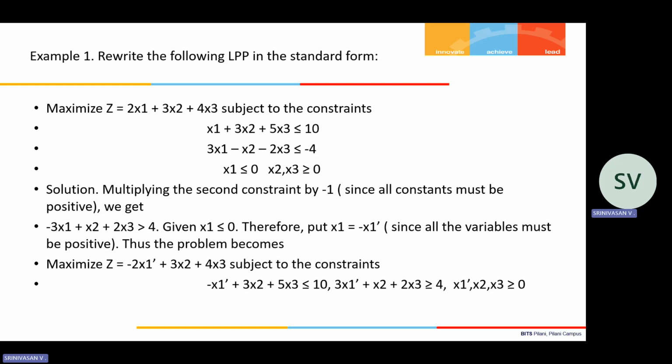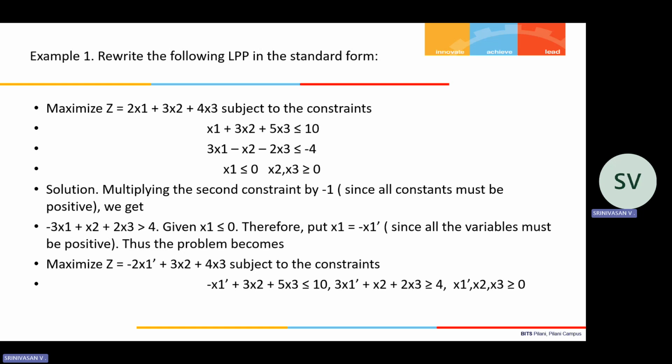Now, subject to the constraints, look at this. In the place of x1, you have minus x1 dash, because minus x1 is x1 dash. So x1 will therefore be minus x1 dash plus 3x2 plus 5x3, less than or equal to 10, the right hand side is positive. Then again you may ask one question: sir, this is confusing. You only said the decision variable should not be negative.